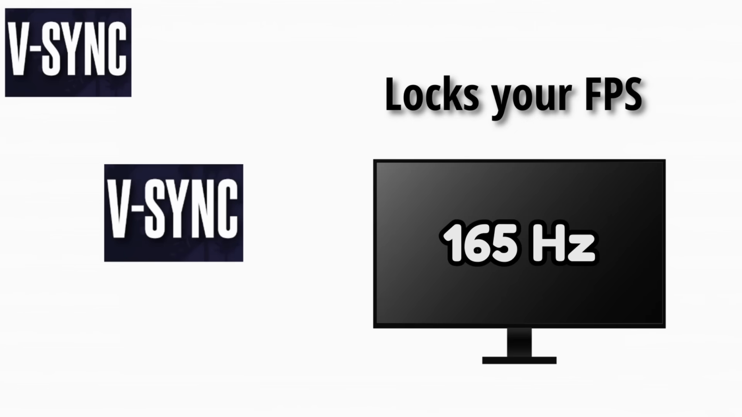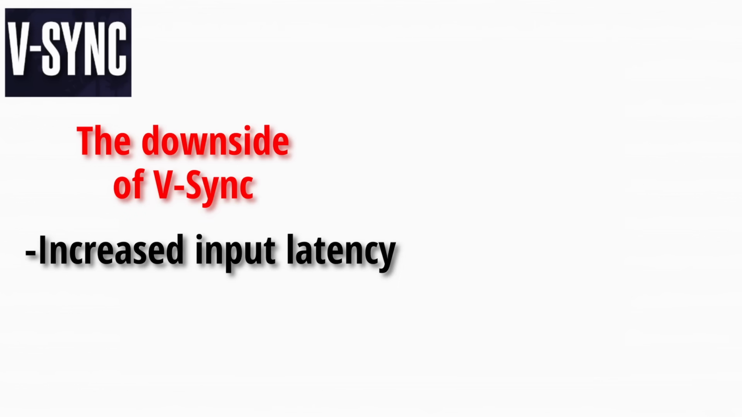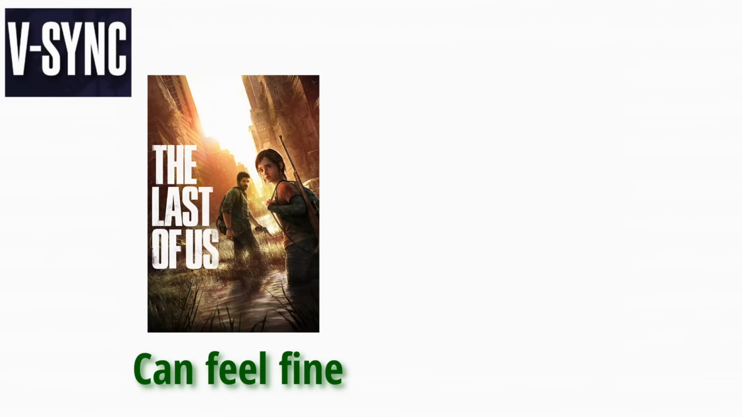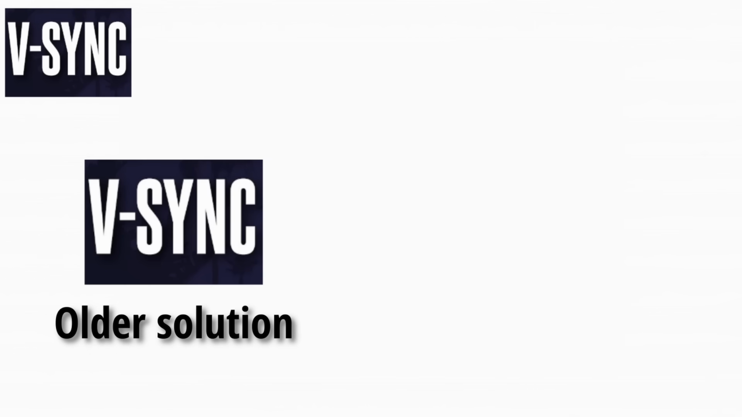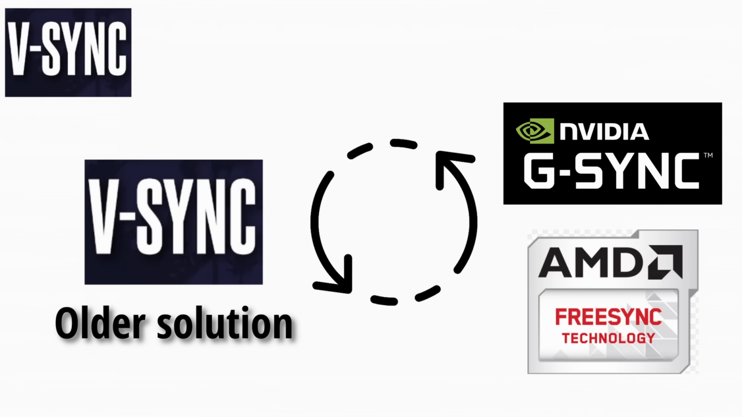VSync is a feature that locks your FPS to your monitor's refresh rate. VSync prevents screen tearing by forcing the GPU to wait until the monitor is ready to display the next frame. The downside of VSync is increased input latency and potential stuttering if your FPS drops below the monitor's refresh rate. VSync can feel fine in slower-paced games, but it often feels bad in fast shooters where responsiveness matters. VSync is an older solution to screen tearing and is generally replaced by G-Sync or FreeSync when available.